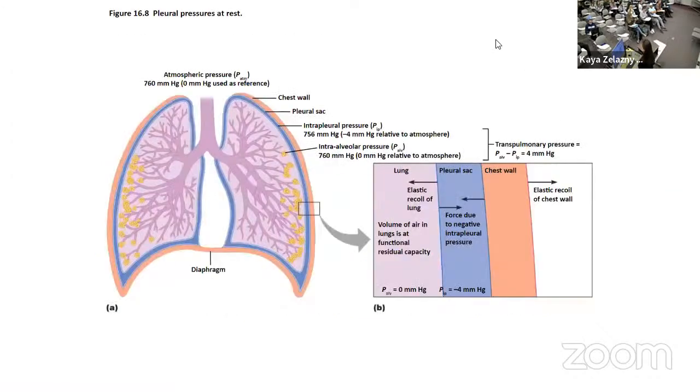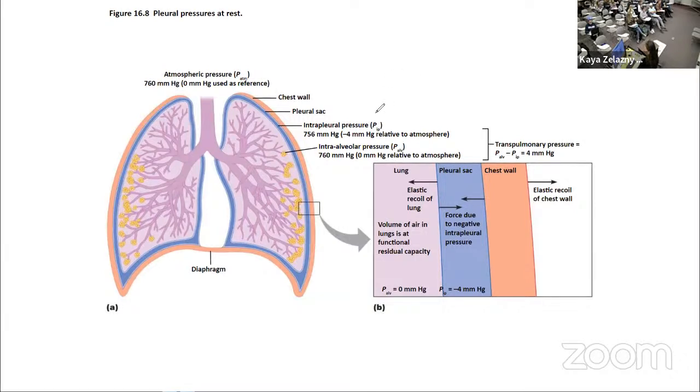So here we see some different diagrams of where we're measuring these pressures, right? So we have our atmospheric pressure outside. It is 760 at sea level, but we're going to subtract it out and just use 0 as our reference, because then it's very easy to compare to our pressure in the alveoli, which if they're above 0 means we're going to push air out. If they're below 0 means we're going to pull air in. Okay. So that's in the alveoli.